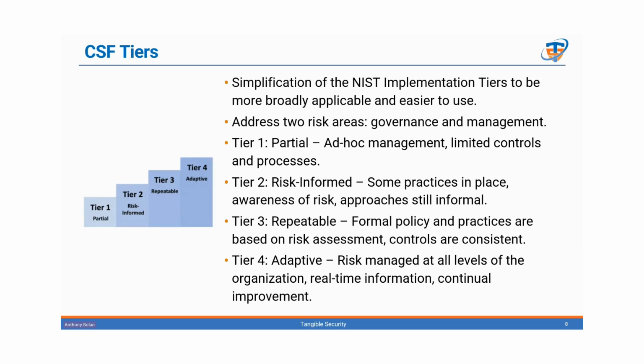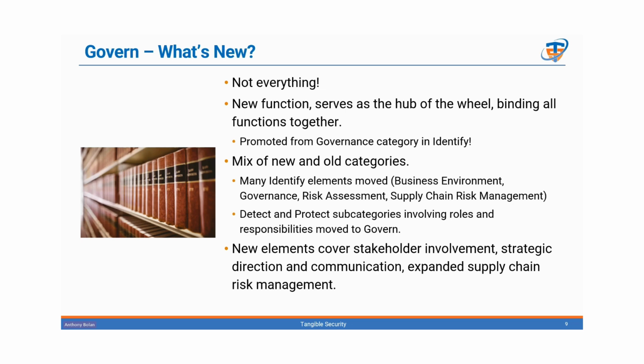And then in adaptive, you have risk being managed through all levels of the organization. There is an understanding from executive management, the board of directors, all the way down of the importance of cybersecurity. You have real-time information coming in on assorted metrics, methods of detection for possible events, and the organization is continually improving its program. All right, and so let's go ahead and start diving into the sections here in a little more detail.